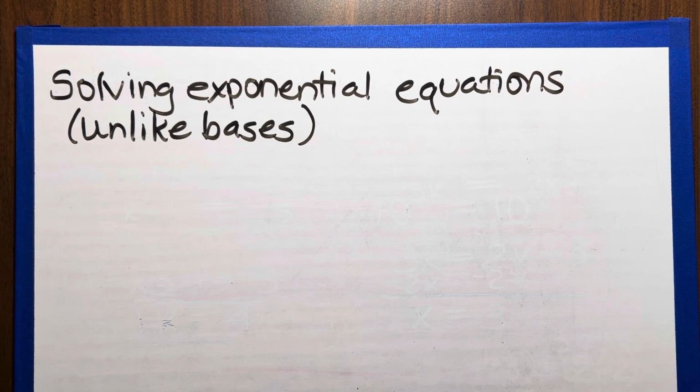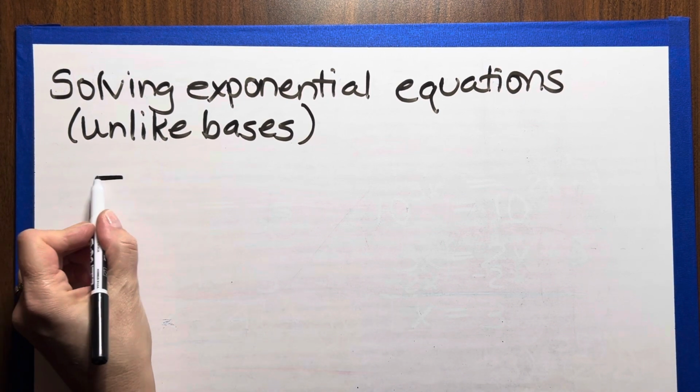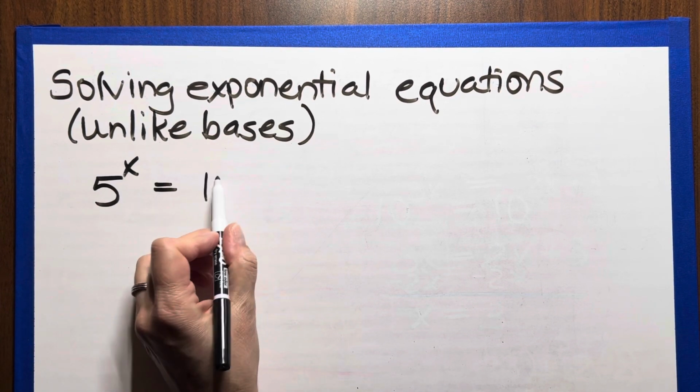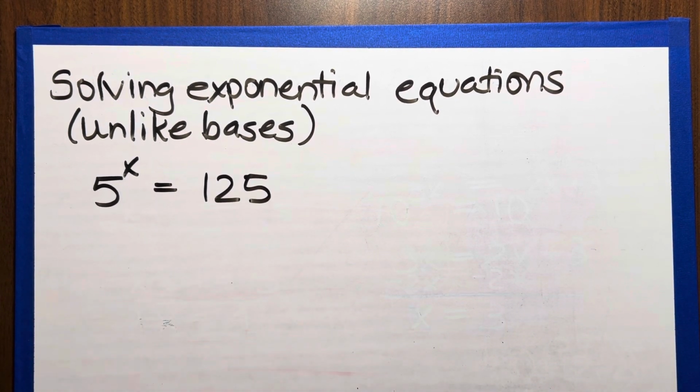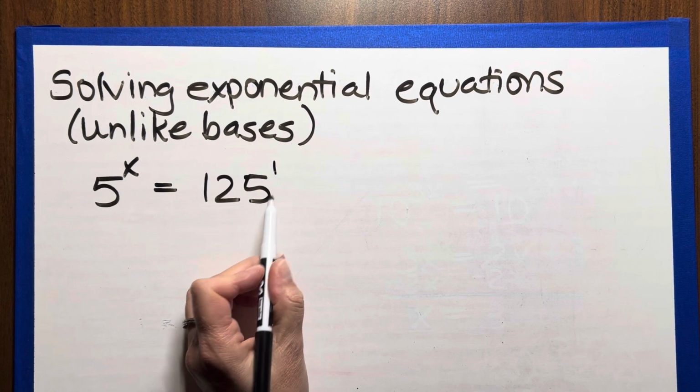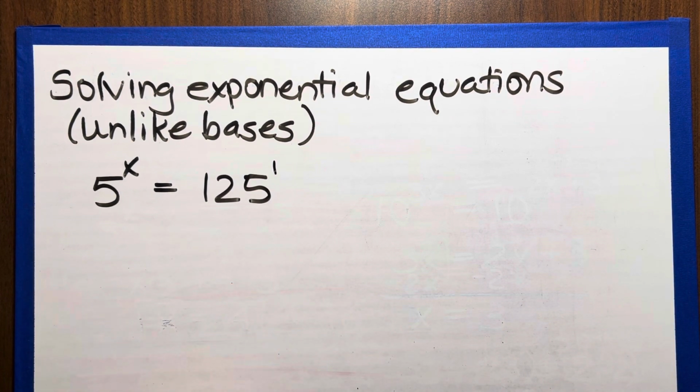So today I'm going to give you something a little bit different. Here's our first one to start off with. 5 to the x equals 125. And for this problem, you'll notice right away that our bases are different. This is like saying 125 to the first power.